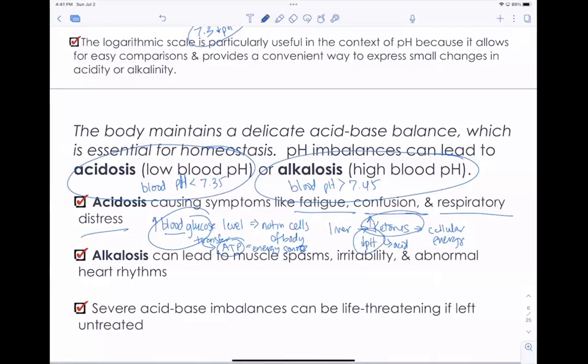And so you can get into ketoacidosis. Fatigue, confusion, it can drop into a diabetic coma. Respiratory distress, breathing becomes erratic, and it can be life-threatening. So the pH of the blood is really important.